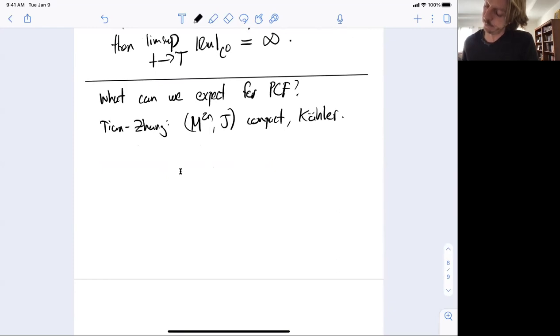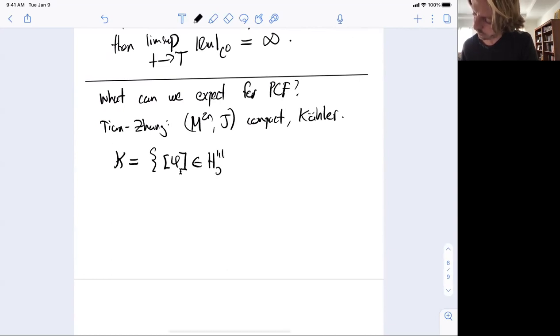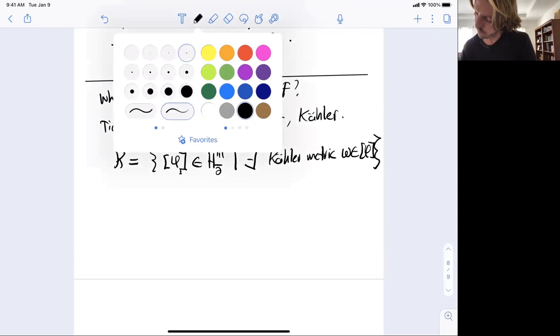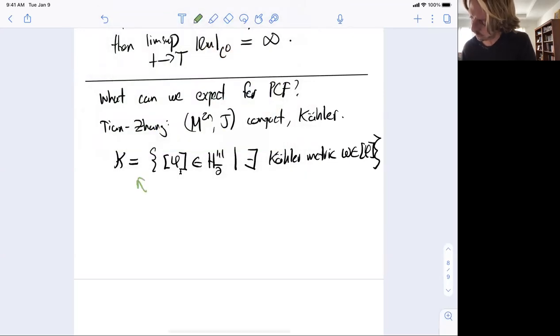And we'll say K is the Kähler cone. This is the set of classes in the (1,1) Dolbeault cohomology such that there exists a Kähler metric omega in the class. So this is the Kähler cone.